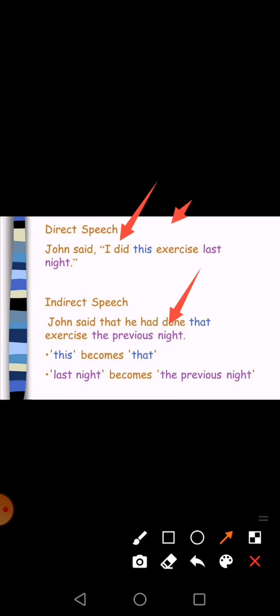Now this. It is change of time. This would be changed into that. That exercise. Now last night, change of time. Specific time would be changed. Last night would be changed into the previous night. Now you see that inverted commas are replaced with that. Change of pronoun, I has changed with he.